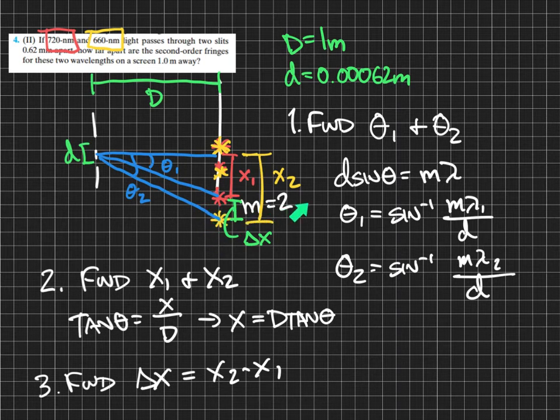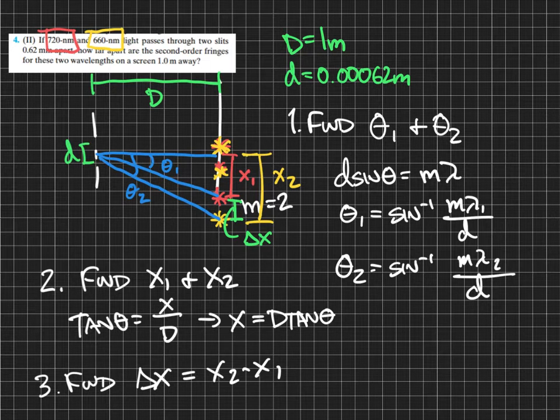So how I would walk through this is, first I'm going to find theta 1 and theta 2. To do that I'm just going to use d sine theta equals m lambda and solve for theta 1 and theta 2: the inverse sine of m lambda 1 divided by d, or m lambda 2 divided by d. That would give me my two angles, theta 1 and theta 2.